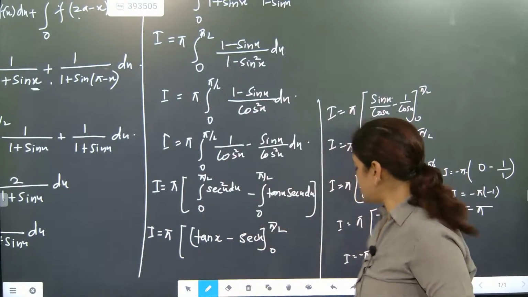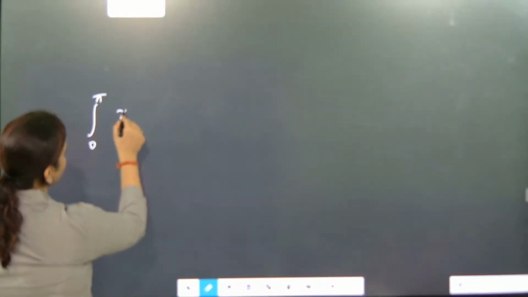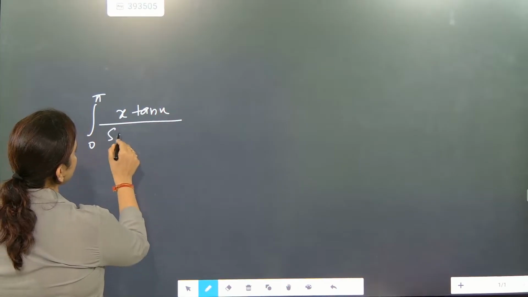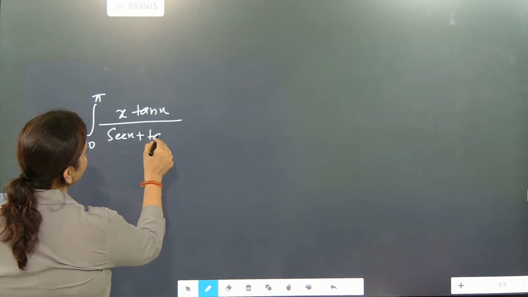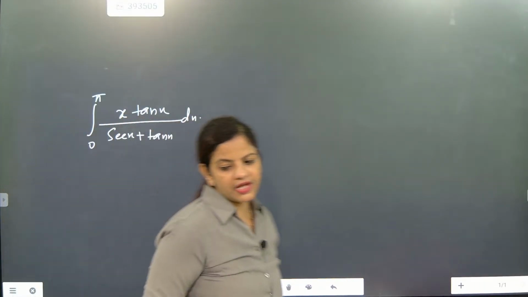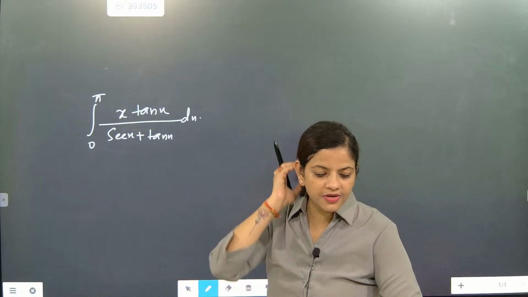Now look here. Question is integral from 0 to pi of x tan x by secant x plus tan x. This is one question, a 5 mark question. This question came nearly 5 times in CBSE.